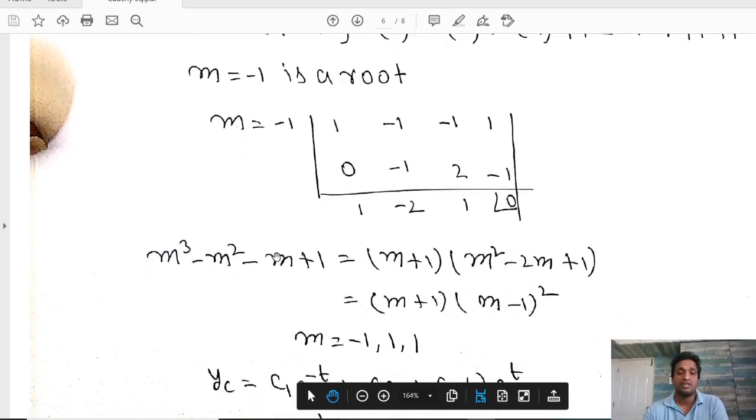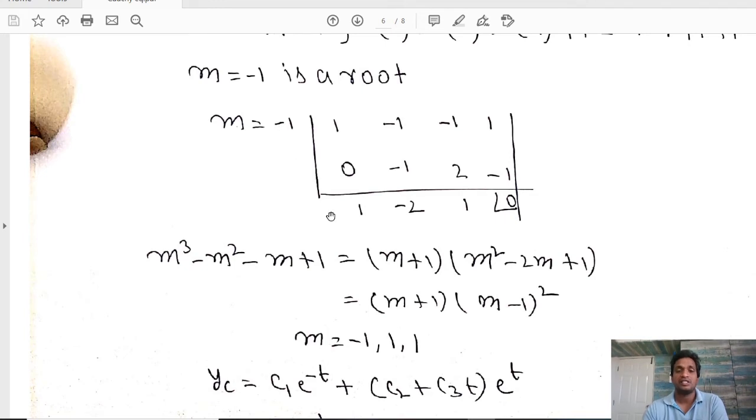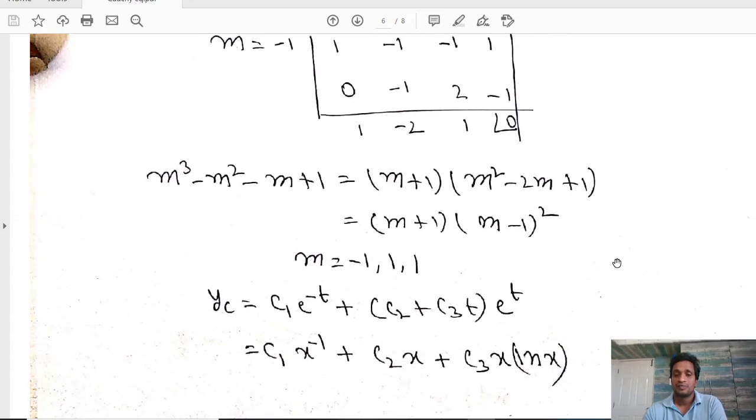So this total equation can be written as m plus 1 times (m square minus 2m plus 1). Now m square minus 2m plus 1, see, it is the square of some term, (m minus 1) whole square. So the roots will be m plus 1 gives m equal to minus 1, and (m minus 1) whole square gives root 1, two times, 1 comma 1.